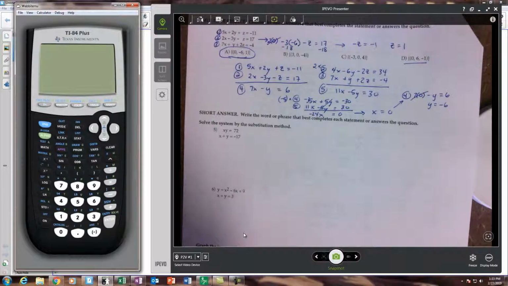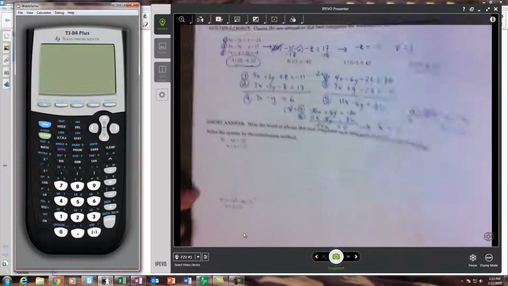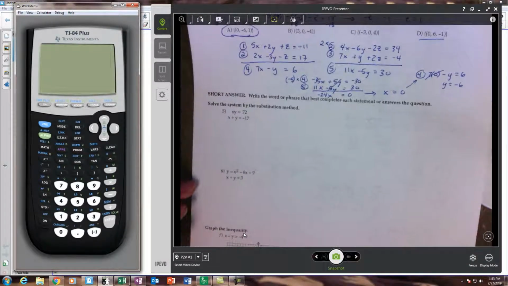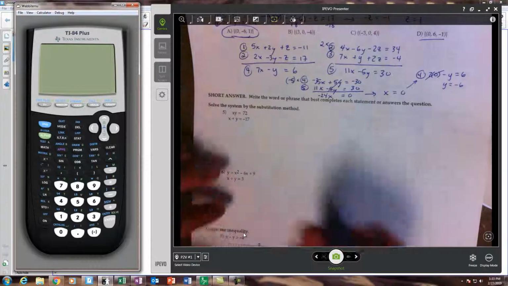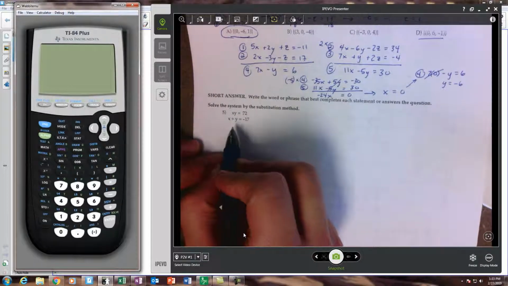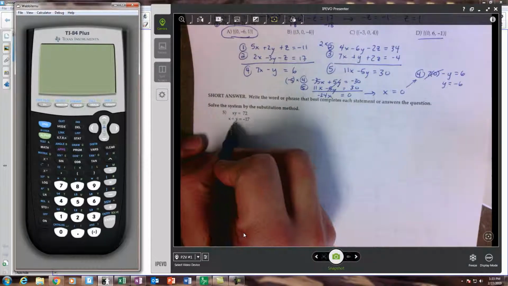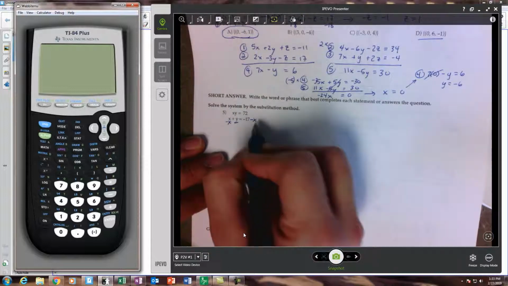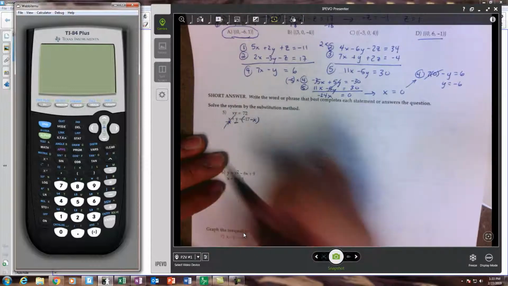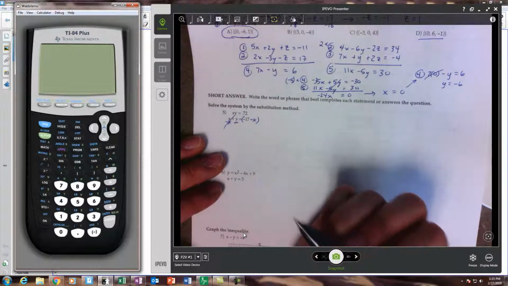Alright, so now we're looking at 5 and 6, and these ones are going to require that we use some other method. We can't use strict elimination on either of these, so we're going to have to do substitution. Now for substitution, we have to get one of the letters alone. I think it's pretty easy to get this y alone simply by minusing x. And so y is really negative 17 minus x.